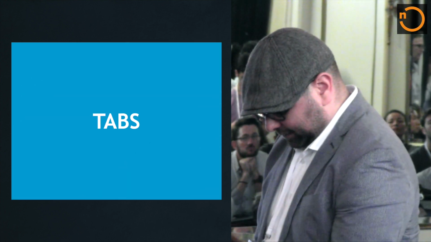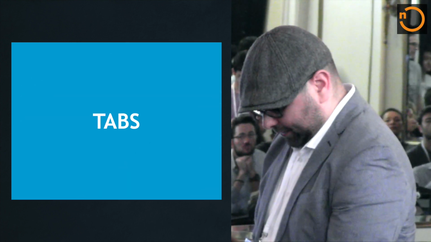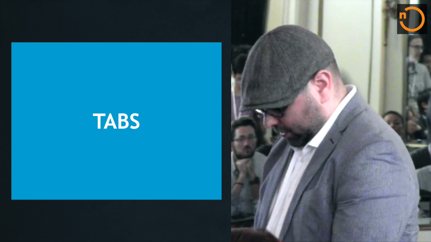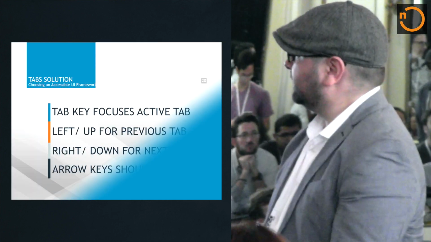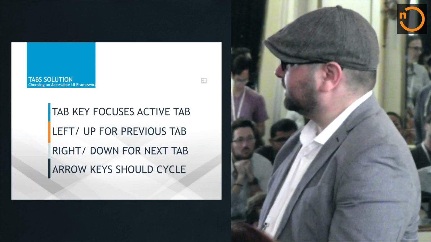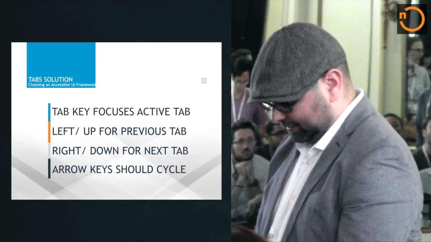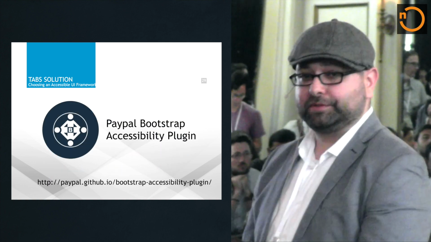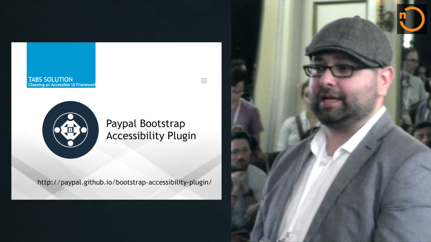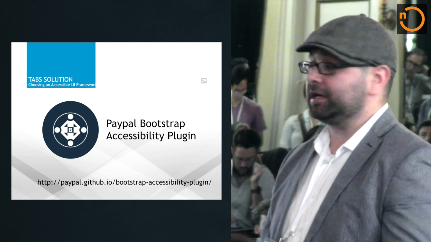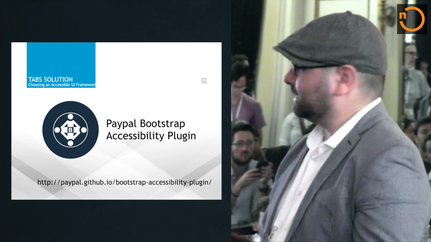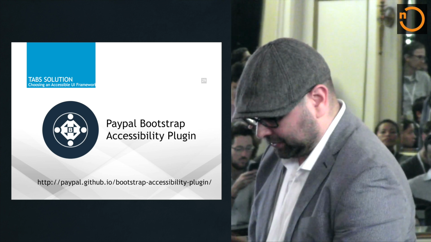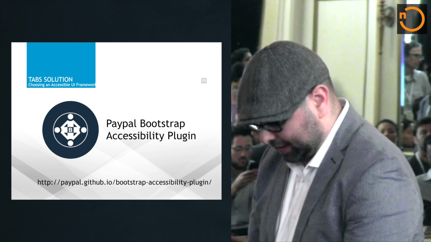So we'll talk about tabs. Let's go back to our tab solution. We're just going to implement our keyboard support. That was the only thing that was missing. And actually, this is really, really easy to do. You just use the PayPal Bootstrap accessibility plugin. So PayPal has taken the time to make their Bootstrap widgets accessible. It's an additional dependency that you do have to add, but they did a pretty good job, especially with the tabs. So we'll take a look at that.